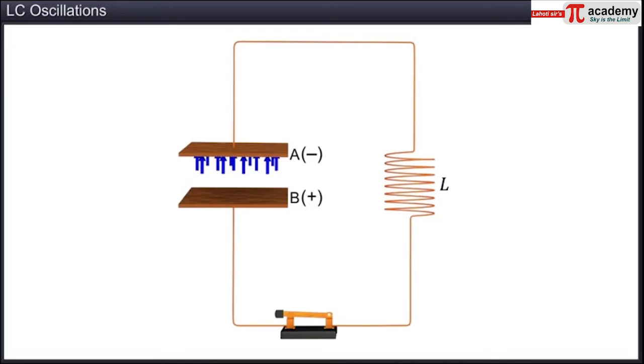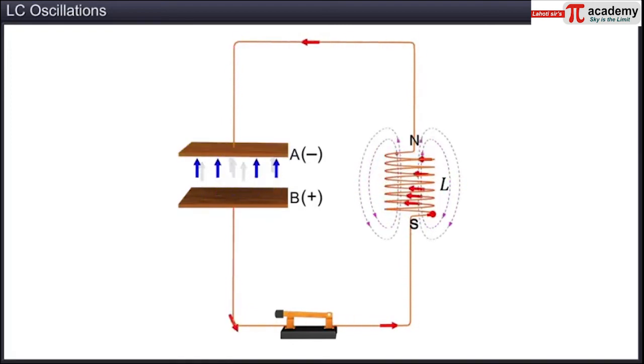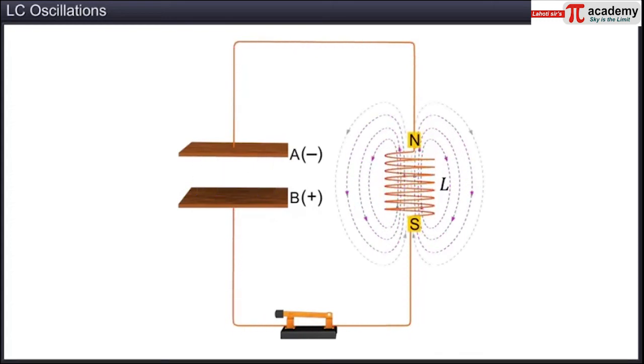This induced current exists as long as the magnetic field exists around the inductor. By the time the magnetic field reduces to zero, the capacitor becomes fully charged. The capacitor again starts discharging, but now the current in the circuit is from plate B to plate A. This builds up the magnetic field in the inductor, but this time the polarity is reversed. Gradually, the capacitor discharges fully, and the magnetic field around the inductor grows to its strongest.